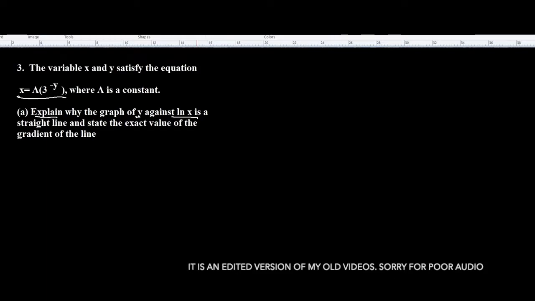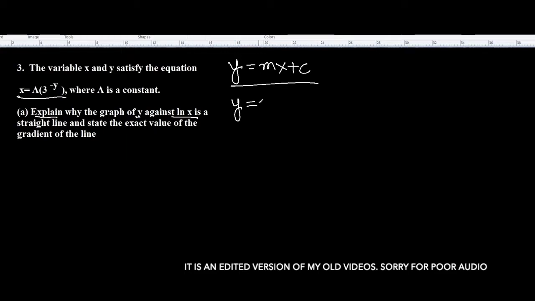Here in question number 3, we're being asked to explain why this particular relationship is a linear function when we plot y against ln x, right? So to explain why, we must show that it can be converted into this format, y equal to mx plus c. That's the equation of a line. And in this case, the y should not be against x, y should be against ln x. This should be the format. So let's try to do that.